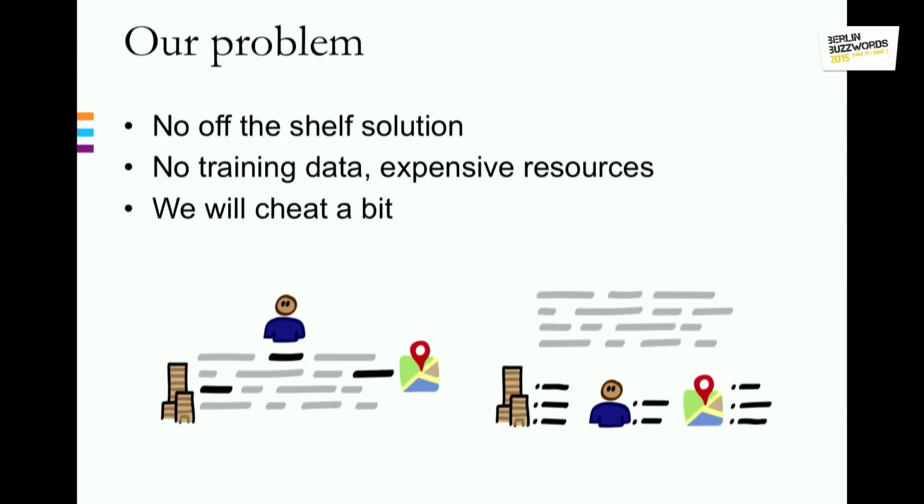So in addition, we will cheat a bit, doing our cheap version. Instead of pinpointing exactly what it is, we're just going to list the top entities in our text. We're not even going to say what kind of entity it is, as indicated in the figure there. We're just going to say it's an entity, and that's it. And rank the entities by relevance.